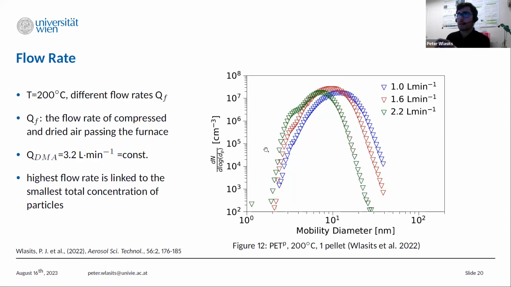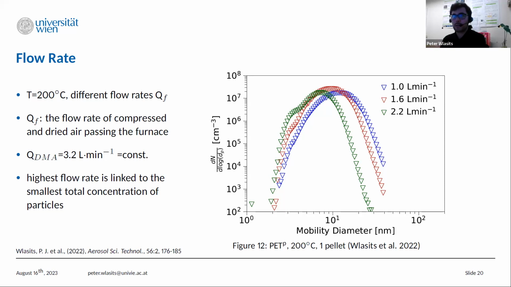Next, we did exactly the same for the flow rate. We again used higher purity PET at a temperature of 200 degrees, as you can see here. In the figure description, we used one PET-P pellet and just changed the flow rates and recorded the size distributions again.